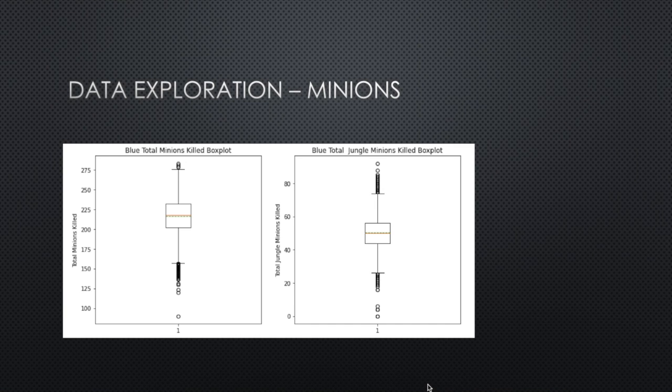Now we want to talk about minions. Minions are the main source of gold and experience in this game. Therefore, the number of minions killed also plays a role in this game. Here's a box plot of this data. We can see the mean is around 220. For jungle minions, the mean is around 50.